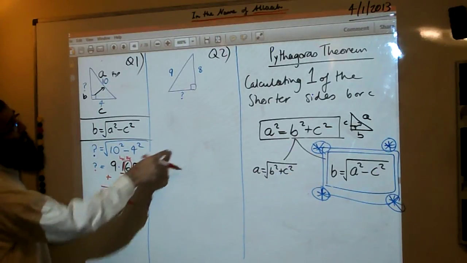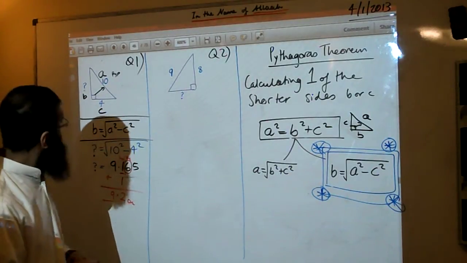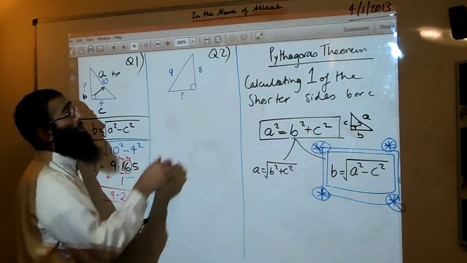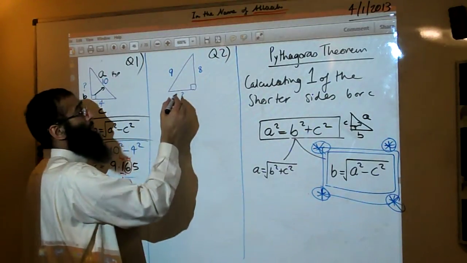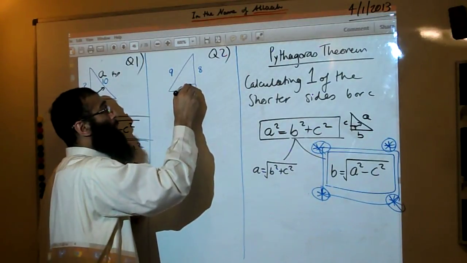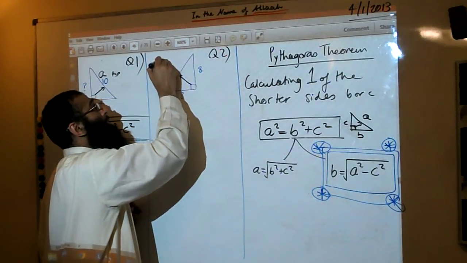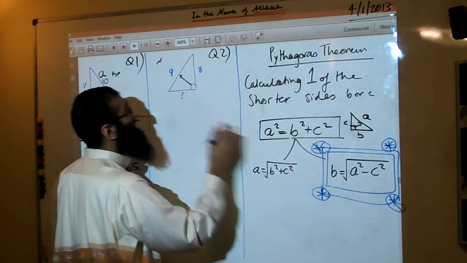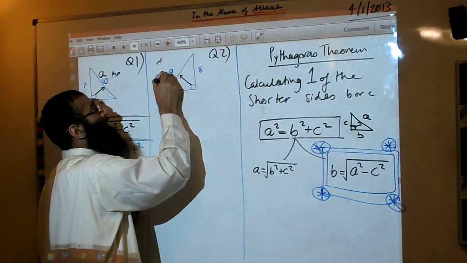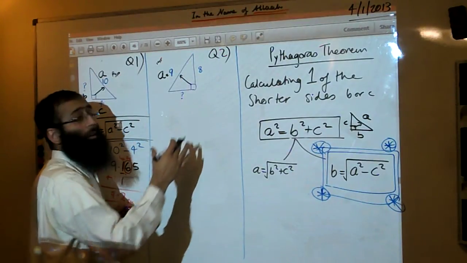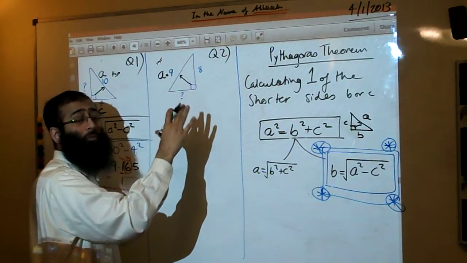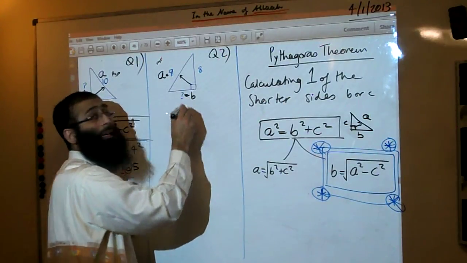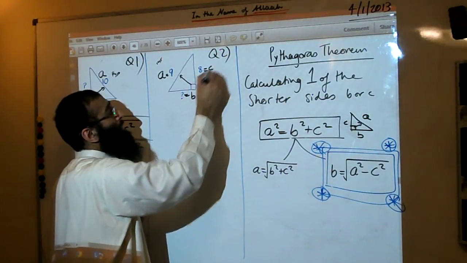Okay, let's look at this next question. We have a height of 8, we have the hypotenuse 9, and the base we've got to work out. So I'm going to label the diagram first. Opposite the right angle is the hypotenuse, which is the longest side and is always the A value in accordance with this formula. Now, the other two shorter sides we can label in any order, B and C. I'm going to call the one I'm looking for B, and I'm going to call this one C.